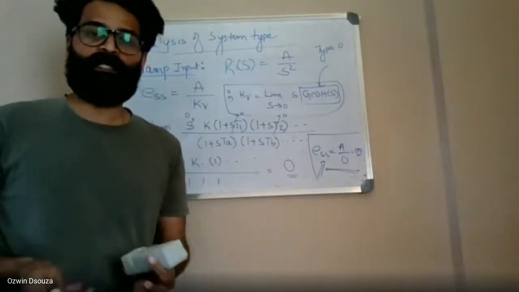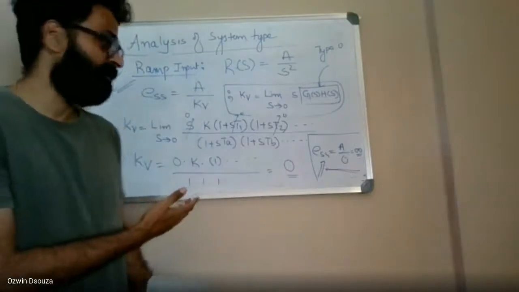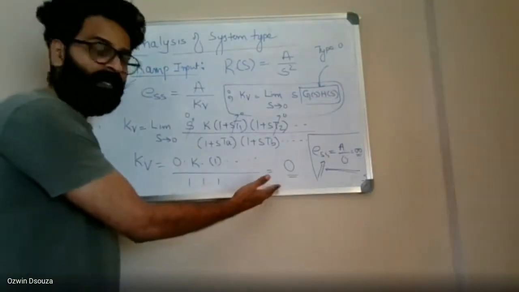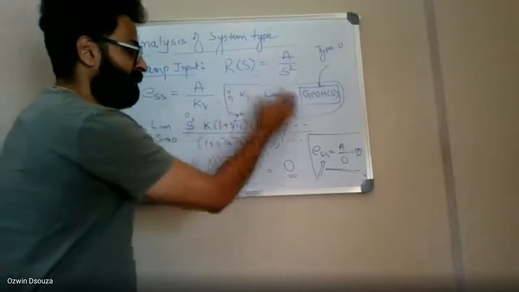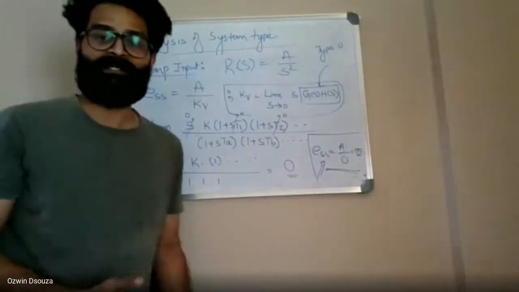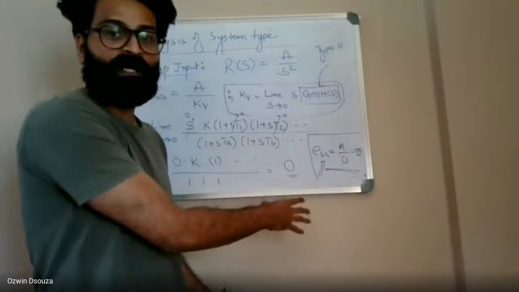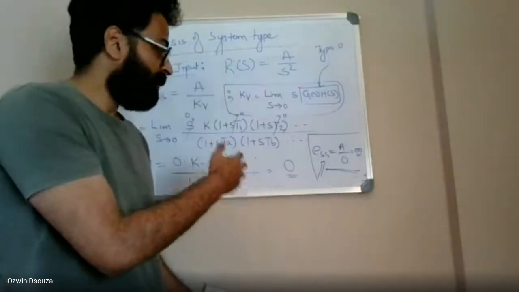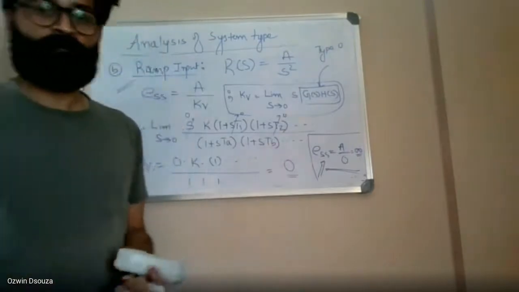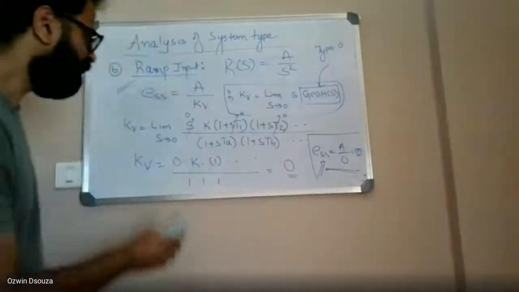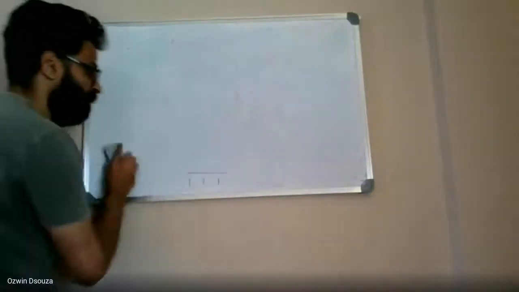Let's say someone comes and asks you to test a type zero system for a ramp input. You don't have to test it, right? Because from the mathematical analysis, we get this result stating that a type zero system under ramp excitation exhibits infinite error. So what's the point in testing? You will simply waste your time. This is the understanding that you have to carry. You don't have to test a type zero system against a ramp input physically. You can directly say that it won't work. The system won't work for a ramp input. So that's the analysis of a type zero system for ramp input.